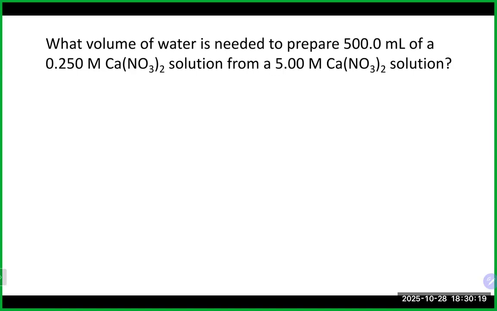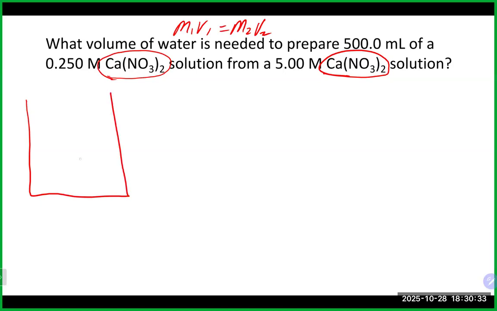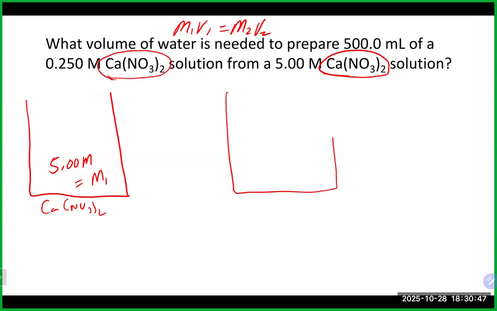Okay, so let's take a look. Once again, we're going to make a calcium nitrate solution from a more concentrated calcium nitrate solution. So again, that's a dilution, M1V1 equals M2V2. Very similar to the previous one, we have a calcium nitrate solution with a concentration of 5 molar, and since that's more concentrated, I'm going to call that my M1. We want to make a separate solution with a volume of 500 milliliters, which is V2, and a molarity of 0.25 molar, which is M2.